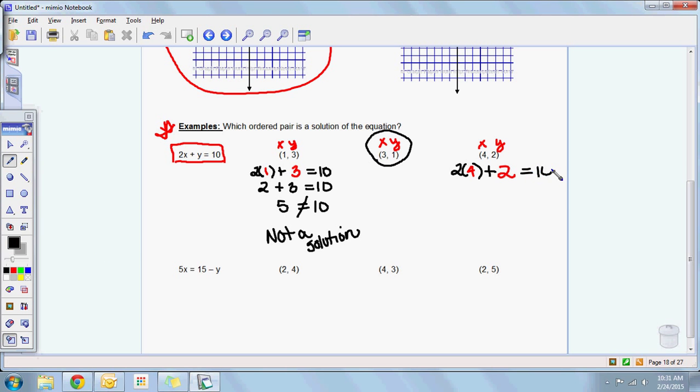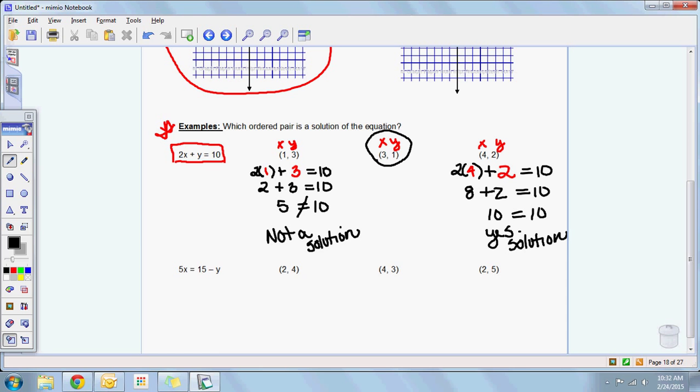Remember, use order of operations to simplify this equation. 2 times 4 is 8 plus 2, and that should equal 10 if it's a solution. 8 plus 2 is 10. 10 does equal 10. So yes, this is a solution. Alright? That doesn't mean that this is not. Sometimes I put multiple solutions in your problems. Okay, so go ahead and test out 3, -1. See if that's a solution to that equation.